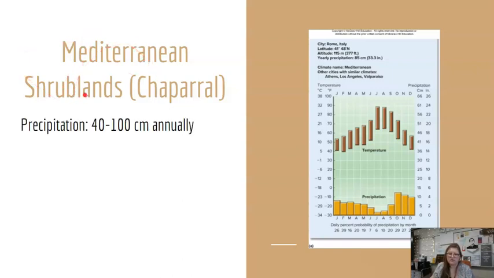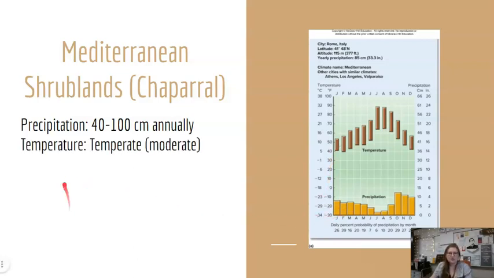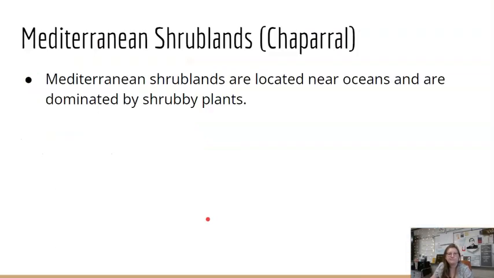But we'll kind of switch between the two. I think I more often say chaparral. So precipitation, 40 to 100 centimeters annually. And on these little graphs over here, this is our temperature up here. So we can see the seasonality difference, and then precipitation is going to be down there. So temperature is moderate, not too hot, not too cold.